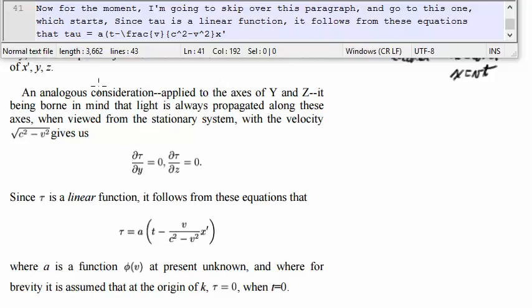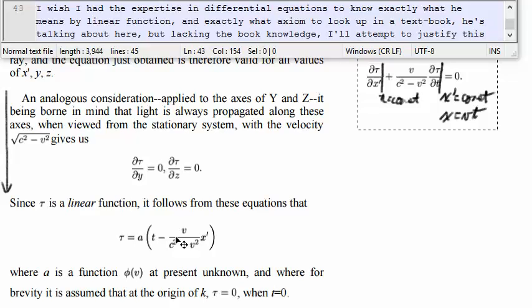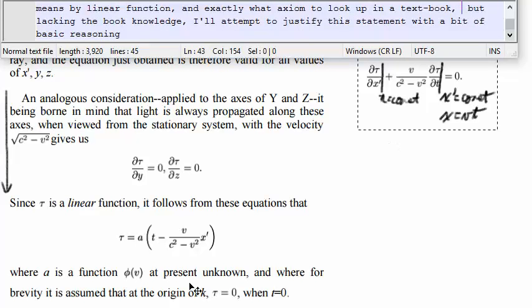Now for a moment I'm going to skip over this paragraph and go to the one that starts, since tau is a linear function, it follows from these equations that tau equals a times quantity t minus v over c squared minus v squared times x prime. Now I wish I had the expertise in differential equations to know what exactly he means by linear function and exactly what axiom to look up in a textbook. But lacking the book knowledge, I'll attempt to justify this statement with a bit of basic reasoning.